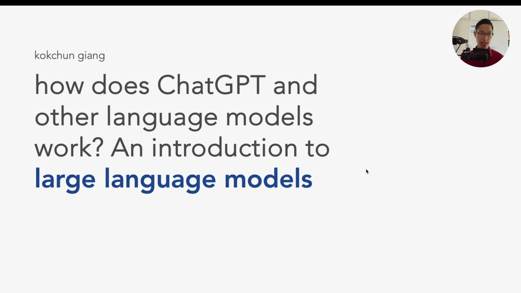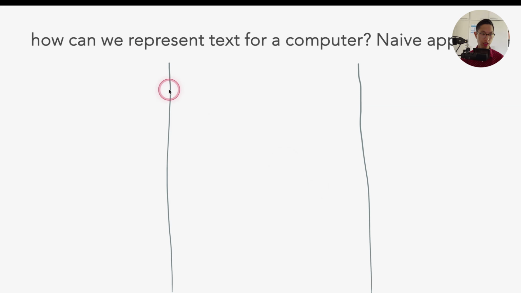How do ChatGPT and other language models work? An introduction to large language models. How can we start with text? How can we represent text for a computer? A naive approach. To start, understand that the computer can only understand numbers. It can only understand zeros and ones. We need to somehow represent the text as numbers that the computer can understand. This is our starting point.